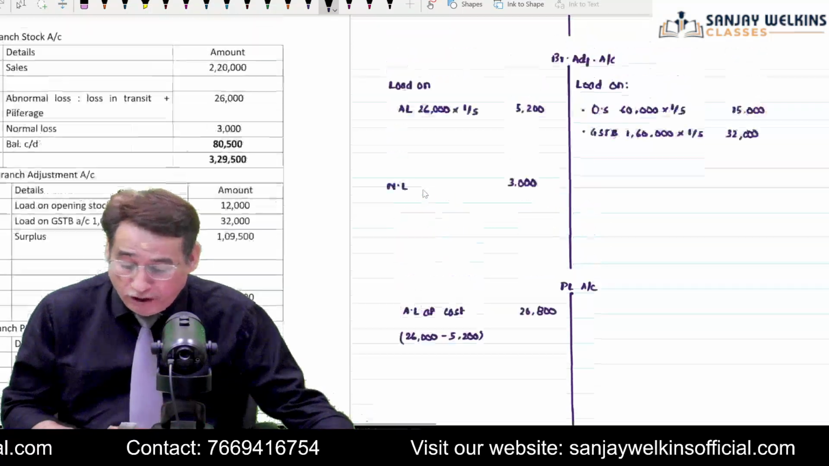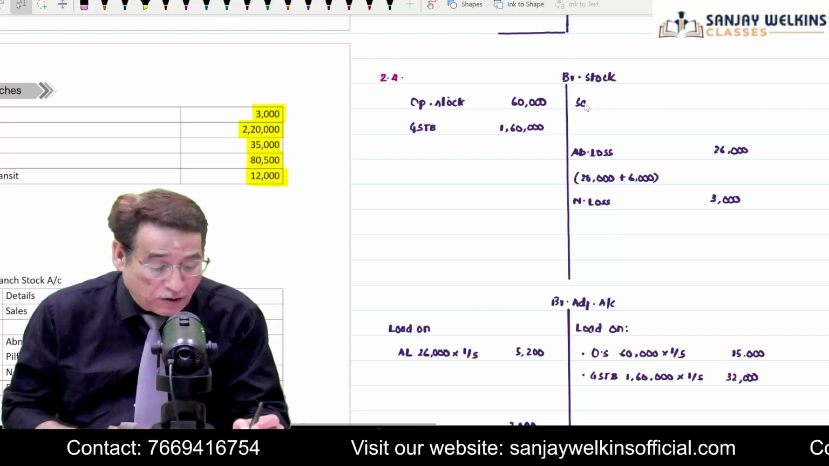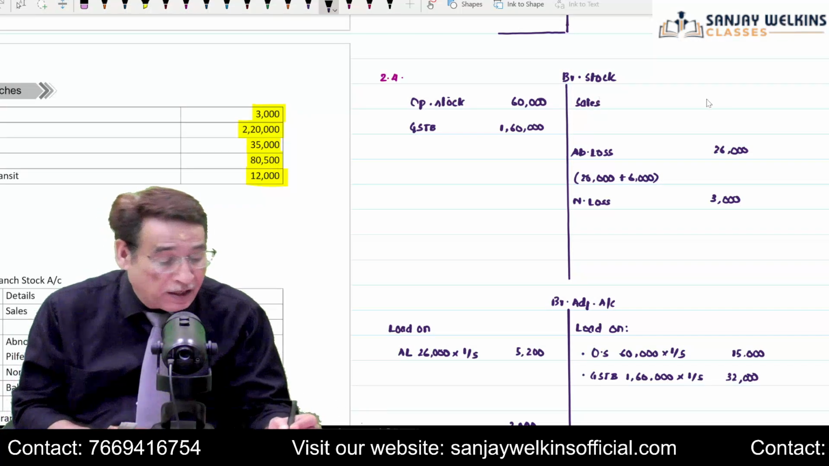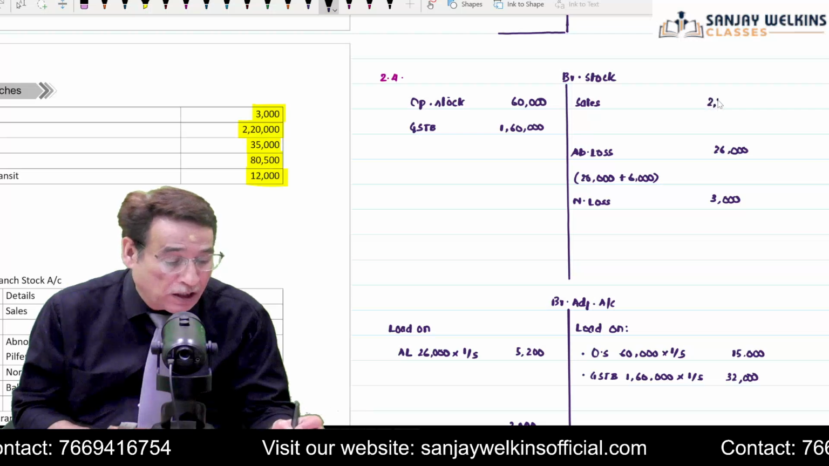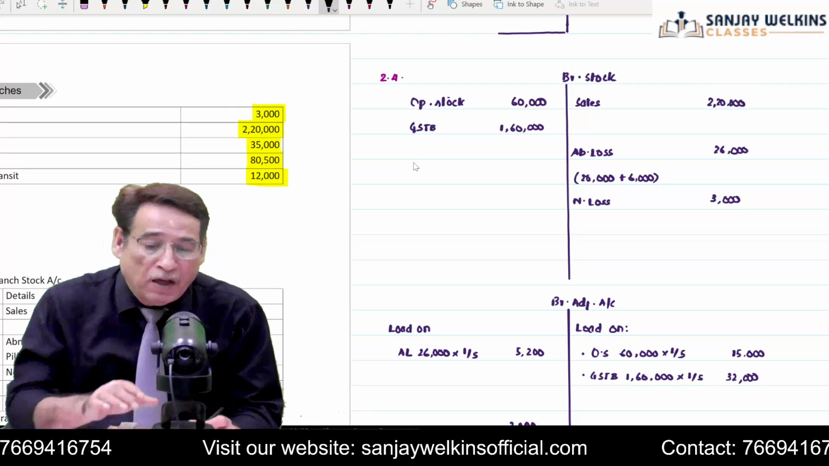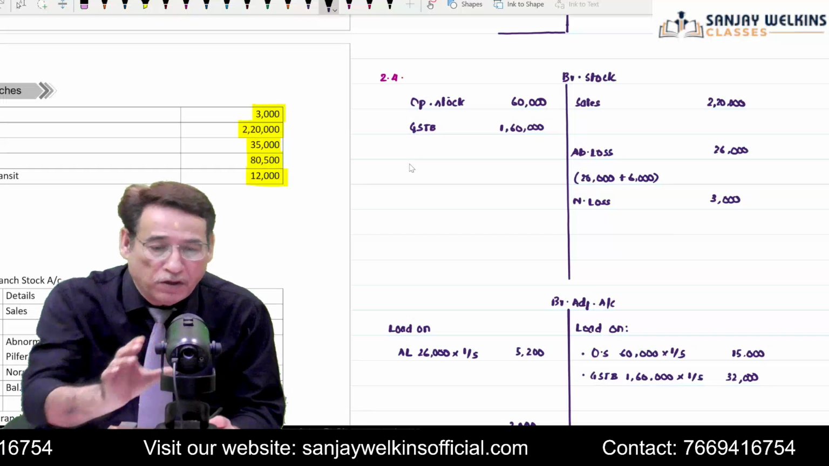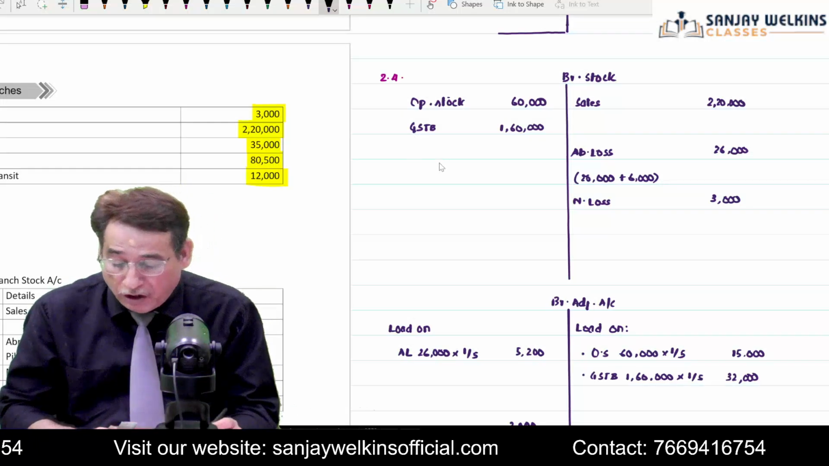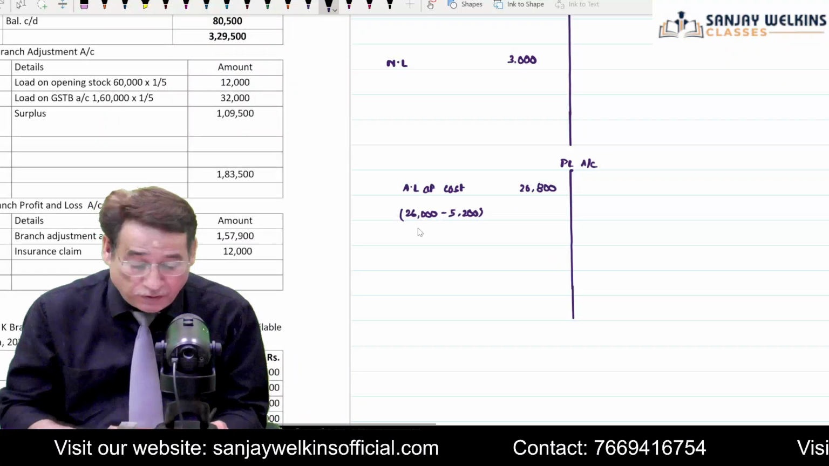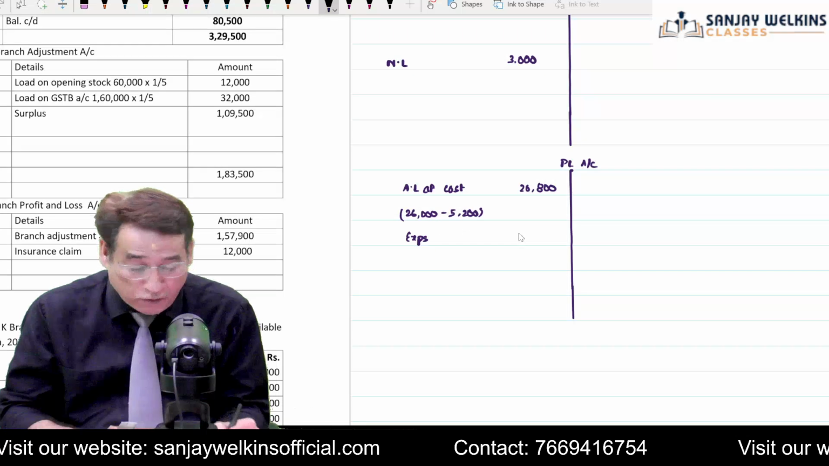Besides that, now we have got sales. Because in this question opening and closing debtors are not there, obviously these sales must be entirely cash sales. So 2,20,000 is the amount which you are going to put over here. And then we have got expenses. Expenses is equal to 35,000, so we will be writing it on the debit side of branch P&L account, 35,000.